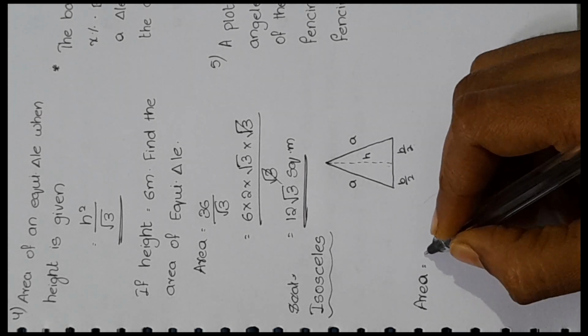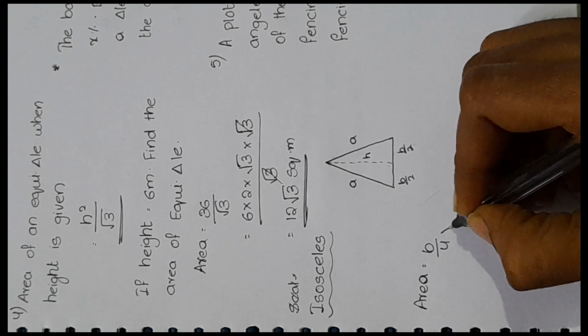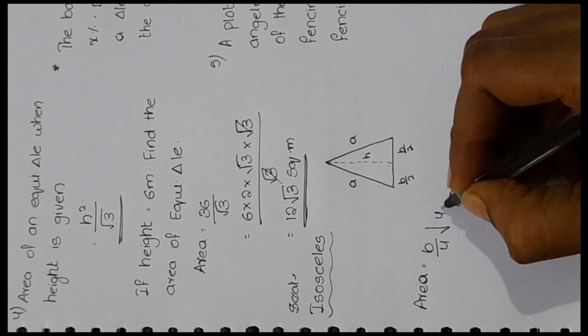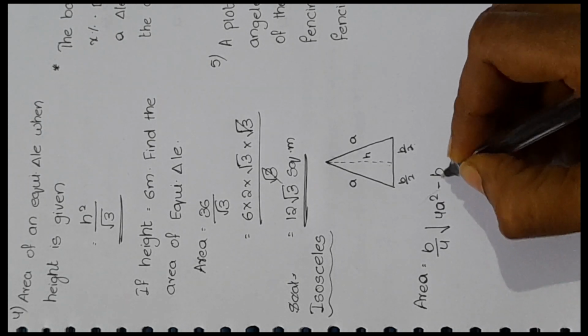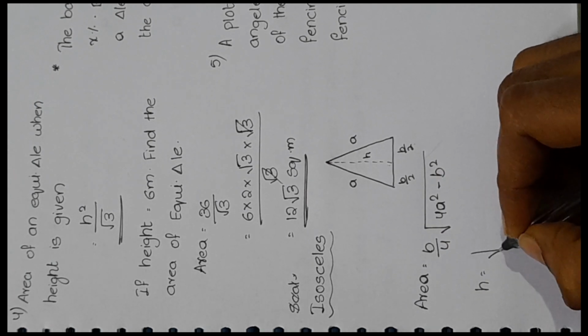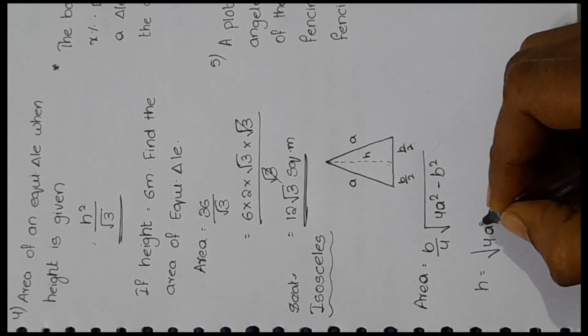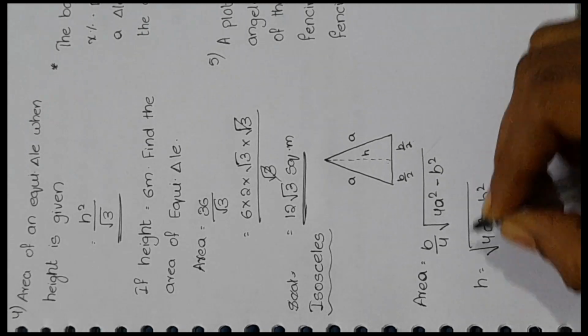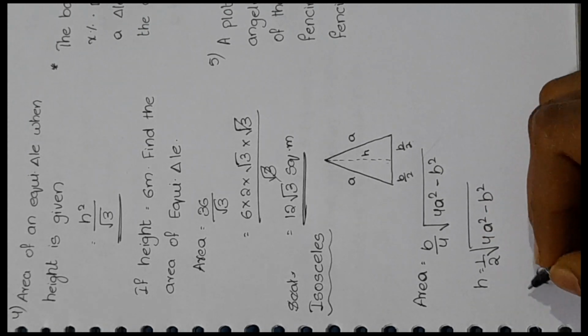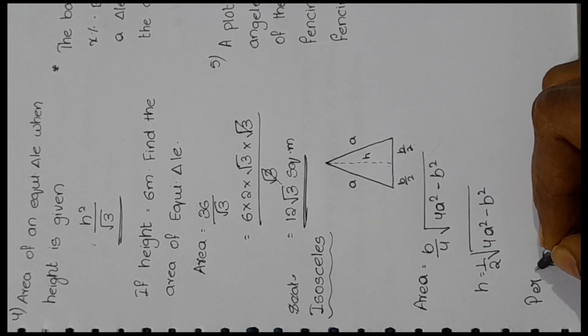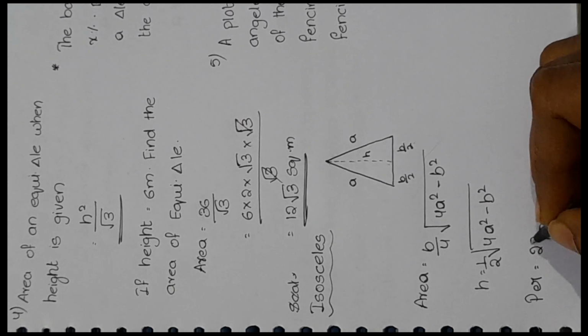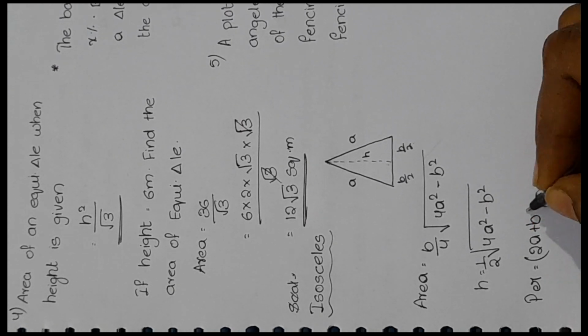Here the area of the isosceles triangle is given by b by 4 into root of 4a square minus b square. Height h is given by root of 4a square minus b square into 1 by 2. Here perimeter is equal to 2a plus b.